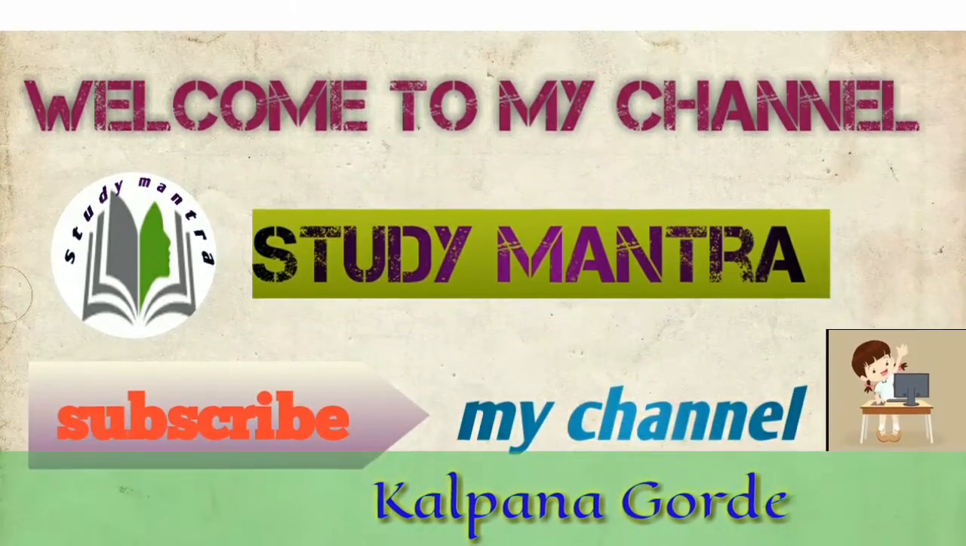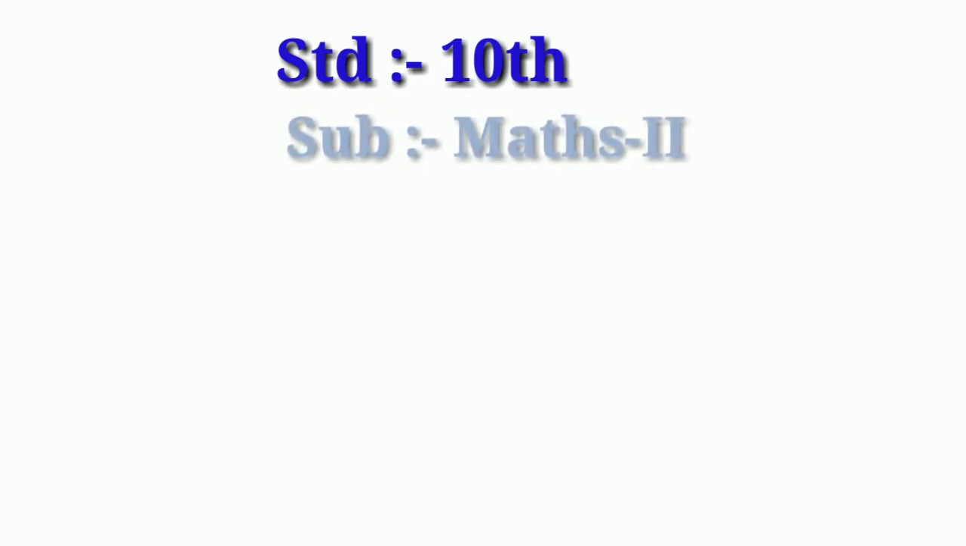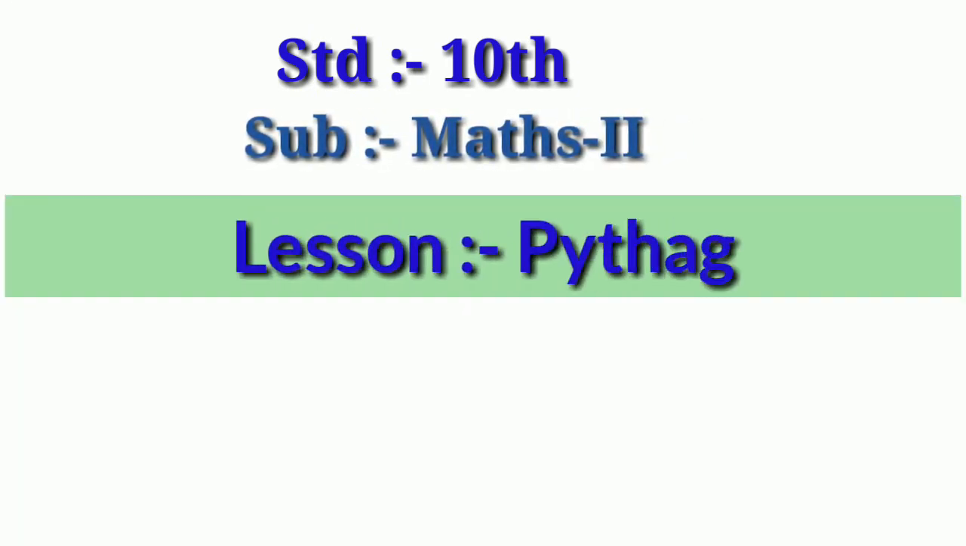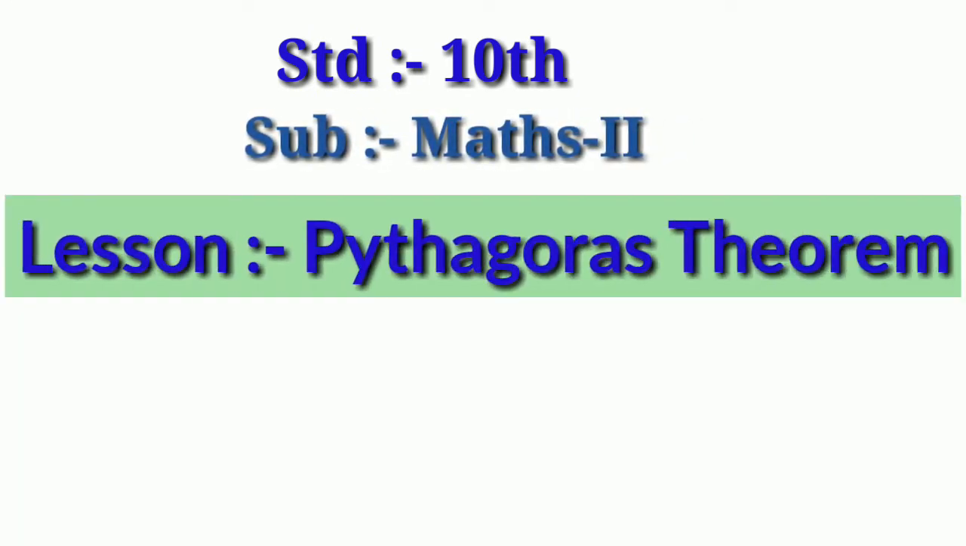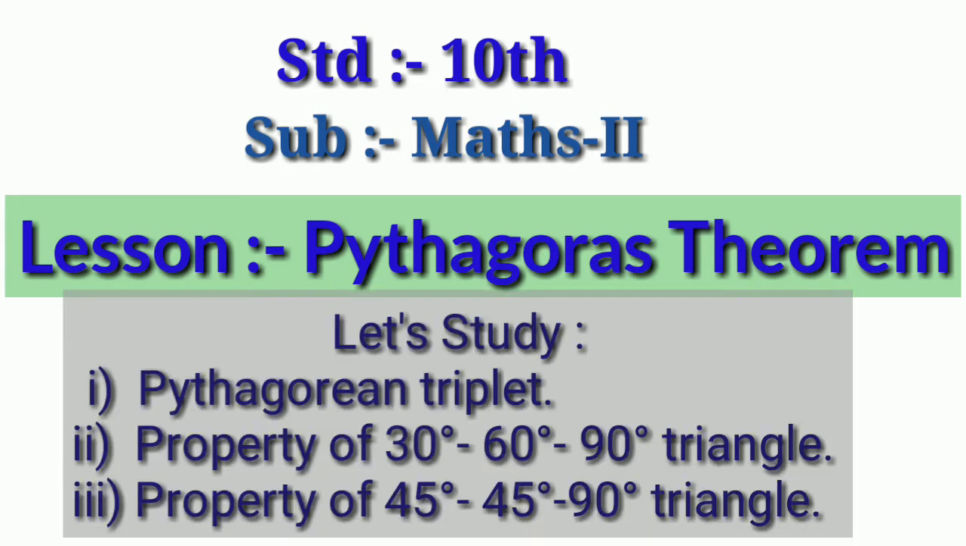I am Kalpana Gorde. Today we learn 10th Mathematics Part 2. Lesson is Pythagoras Theorem. In previous lecture we learned about Theorem of Pythagoras and application of Pythagoras Theorem. In today's lecture we are going to study first Pythagorean triplet, second property of 30 degree, 60 degree, 90 degree triangle, and third one property of 45, 45, 90 degree triangle.